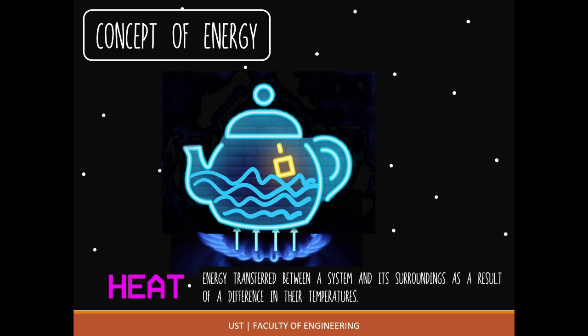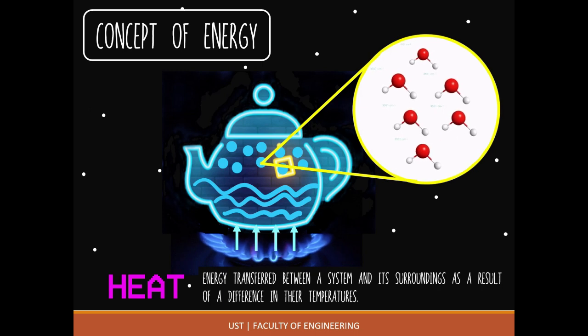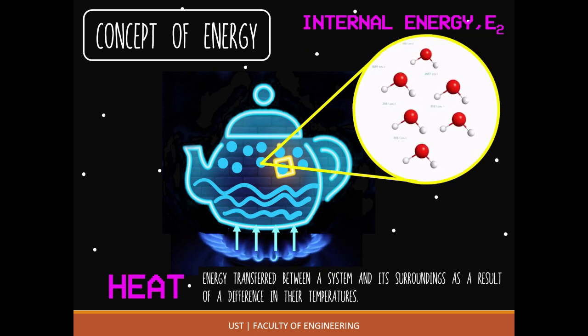As we continue to supply heat to the system, water will reach its boiling point and will start to evaporate to steam. As an effect, the molecules of the steam will vibrate or move vigorously, which leads to an increase in the velocity of the molecules, consequently the kinetic energy, and so its internal energy. At this point, the internal energy can be denoted as E2, or the final internal energy.